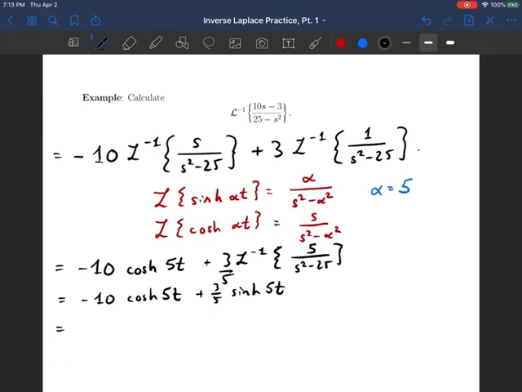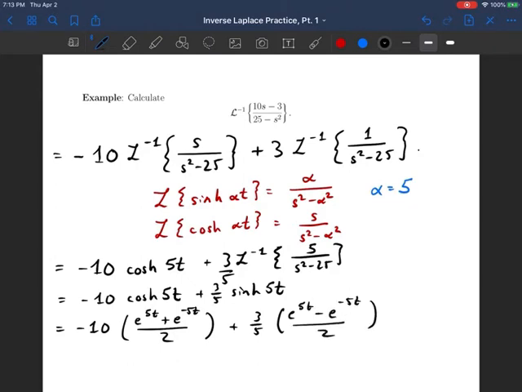All right, so that's the answer. You can leave it absolutely like that, but if you're a little bit unfamiliar with those things, let me just review what those are. So that's minus 10 times, this is e to the 5t plus e to the minus 5t over 2. And then this other one, sinh of 5t, is e to the 5t minus e to the minus 5t over 2.